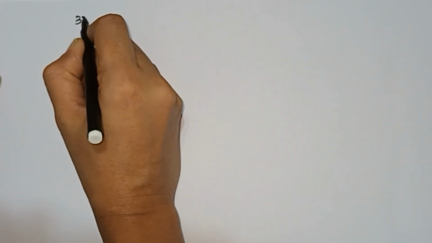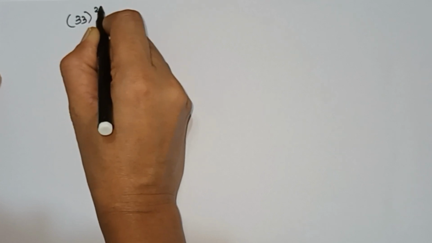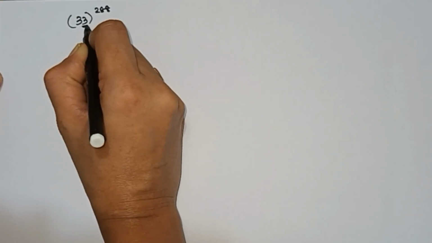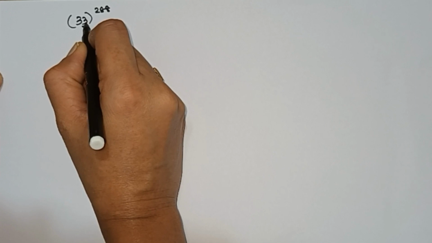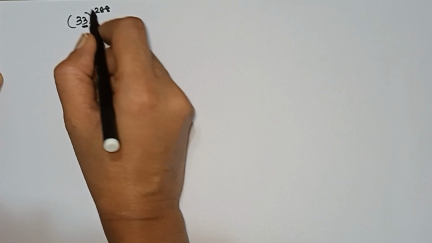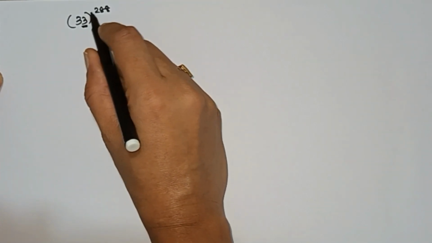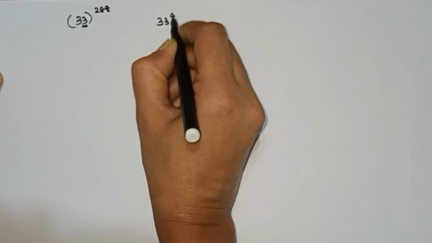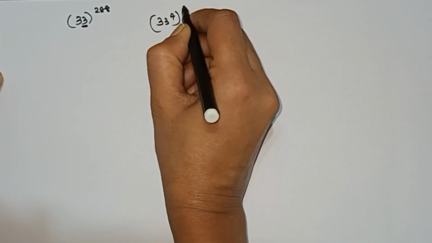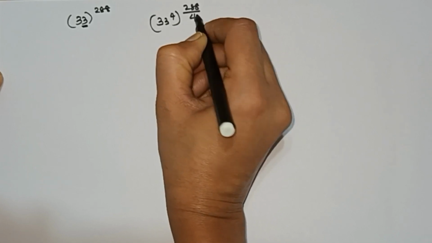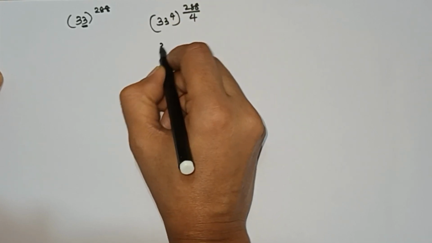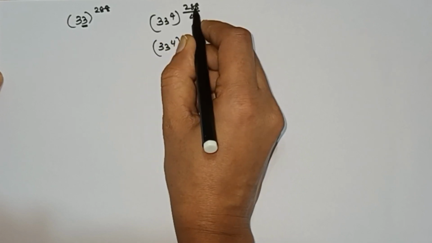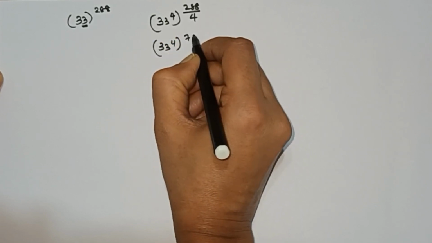Consider one more example, 33 to the power 288. Here the last digit is 3, and 3 has a power cycle with cyclicity 4. Therefore, raise the base to the power 4 and divide the power value by 4. So that gives you 33 to the power 4, whole to the power 288 divided by 4. Now we have to simplify this, 33 to the power 4, whole power, this value simplified as 72.